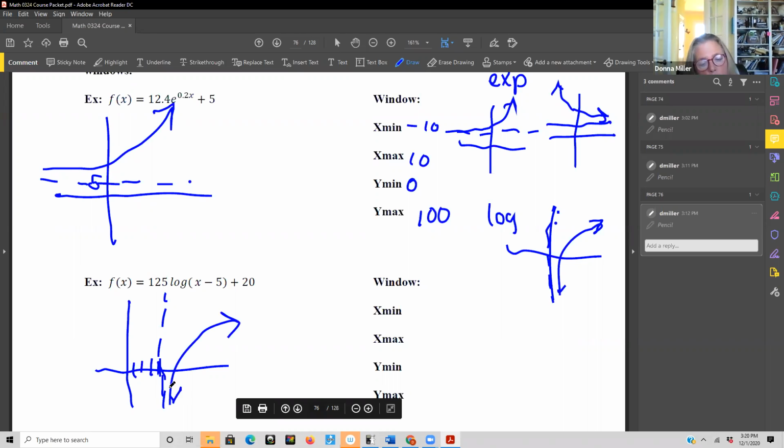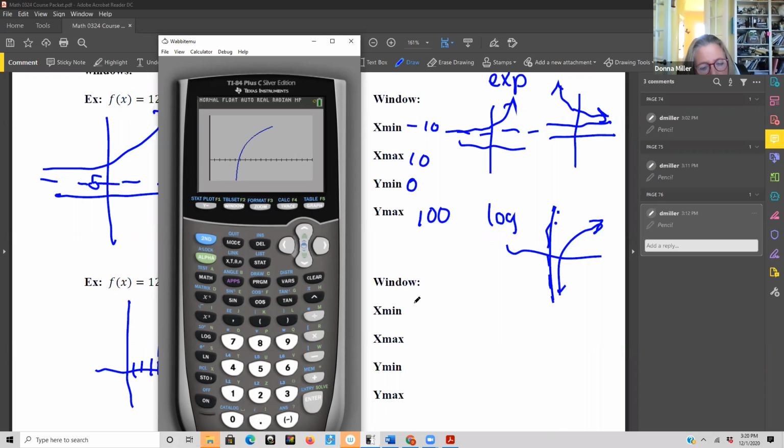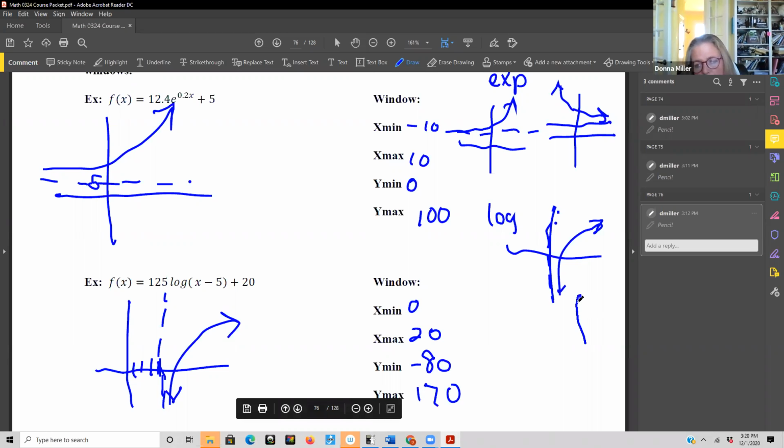So the window that I had, I'm going to change these to make them look a little prettier. I'll call that -80. And that's really big, so let's call it 170, just to clean it up. That's fine. So I went 0 to 20 and -80 to 170. Lots of options there with your window, but you want to be able to see the shape of the graph when you graph them.